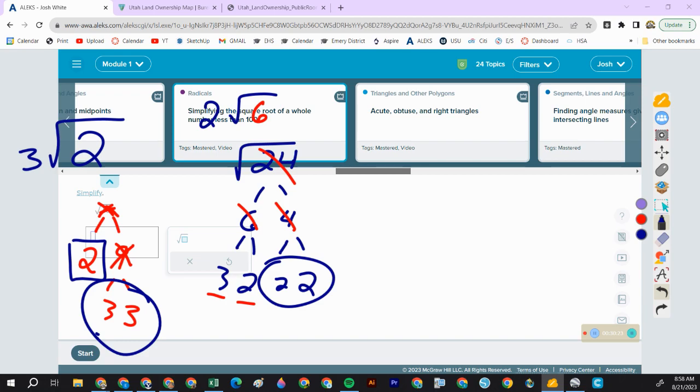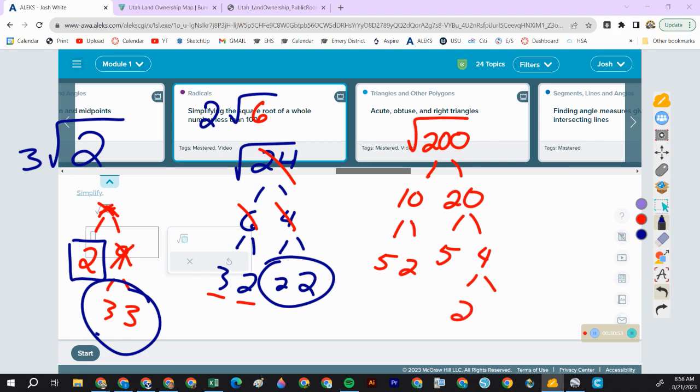What about 150? And that would be 10 and 15. Oh wait, that's not what I wanted. Let's do 200. So 10 and 20, 5 and 2, 5 and 4, 2 and 2. So I delete those.